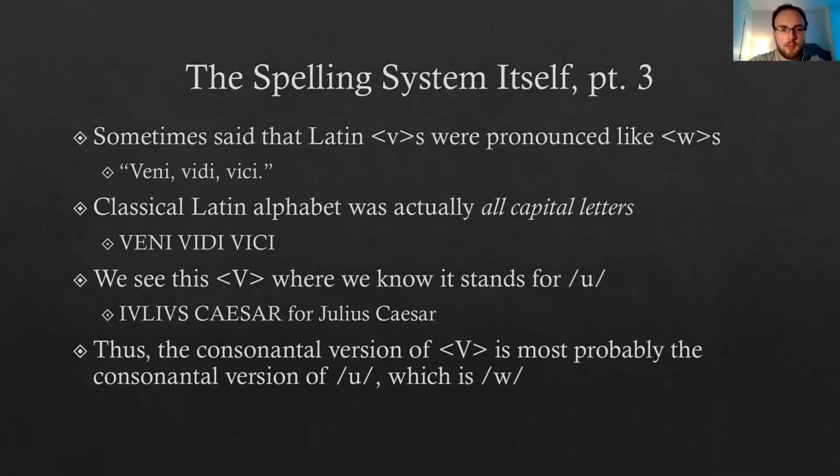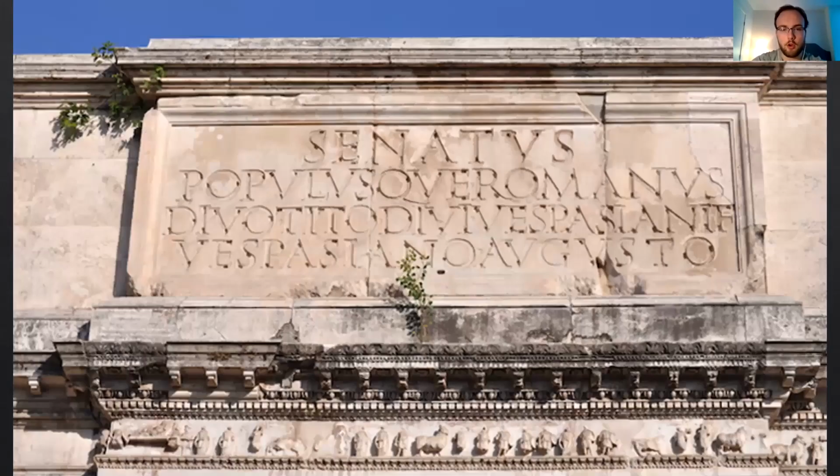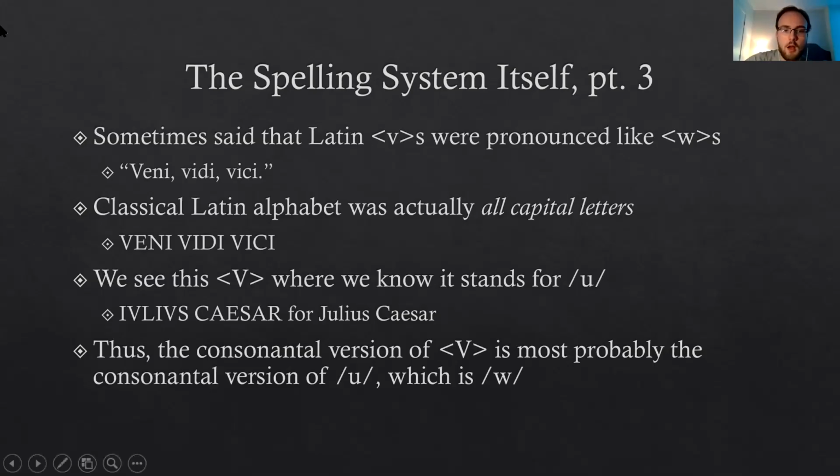Well, the thing to note is that in classical Latin, all the letters were the capital letters. Our modern lowercase or minuscule letters weren't devised and didn't come into use until the really late post-classical period or the earlier medieval period. If we look at, for instance, the Arch of Titus one more time, we see this is all capital letters. You won't find any lowercase letters in a Roman inscription dating to the classical period because they didn't exist yet. And we can see this V character, the single uppercase V character, where we know it has to stand for a U.